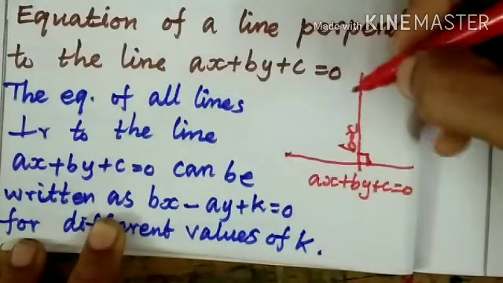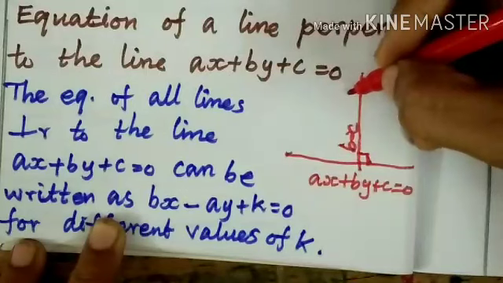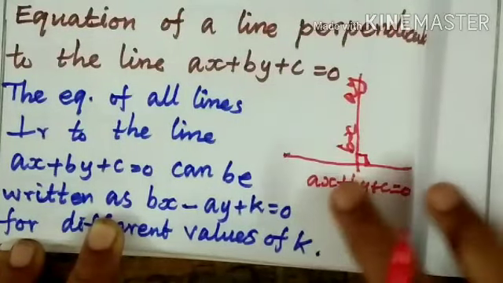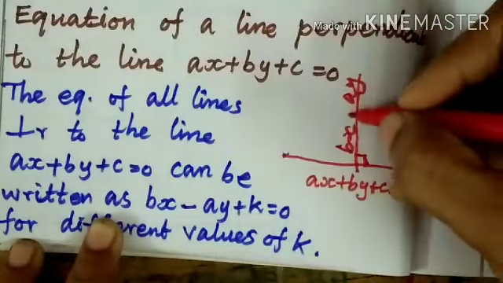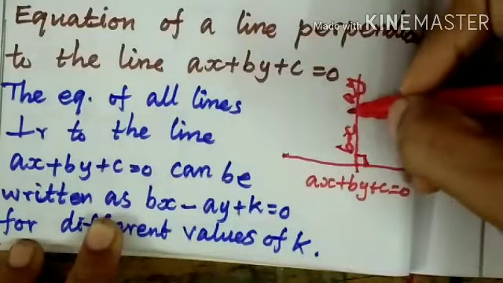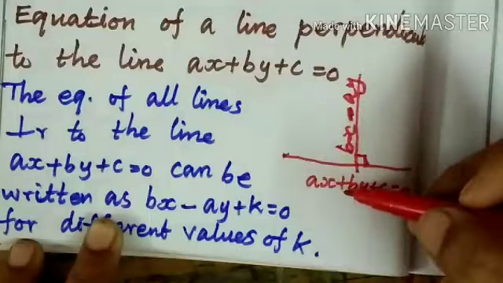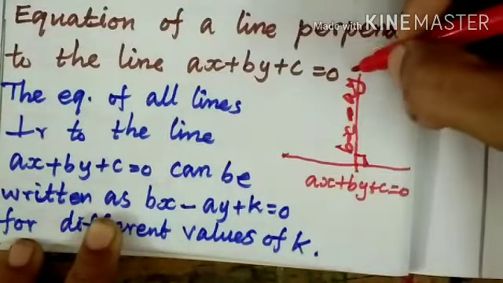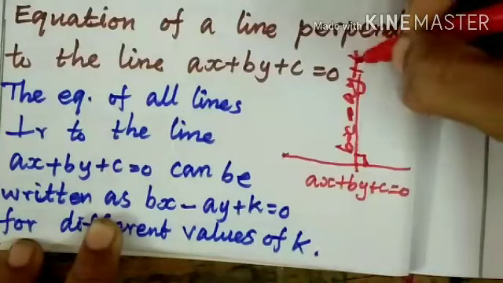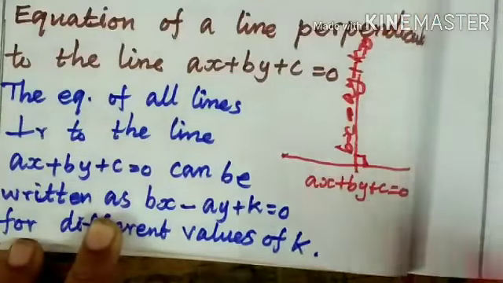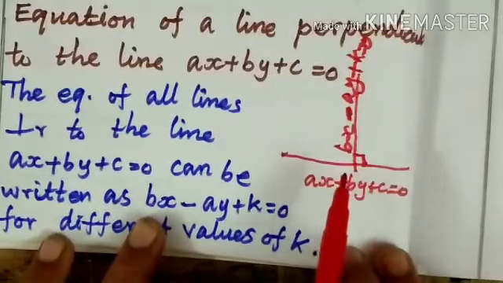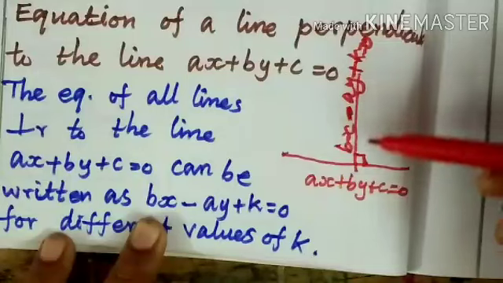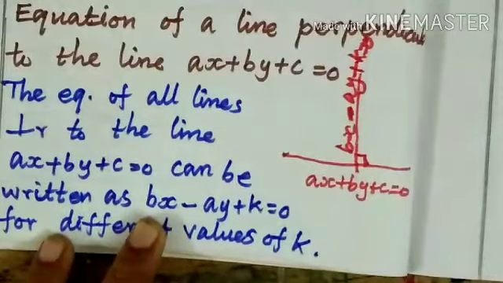bx, ay. Then next change the symbol of the y coordinate, that is, plus means you write minus. Suppose minus is in the question, you change it to a plus. Then plus k is equal to 0. This is the equation of the straight line which is perpendicular to the given straight line.